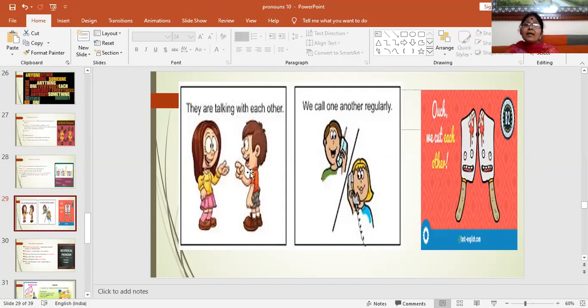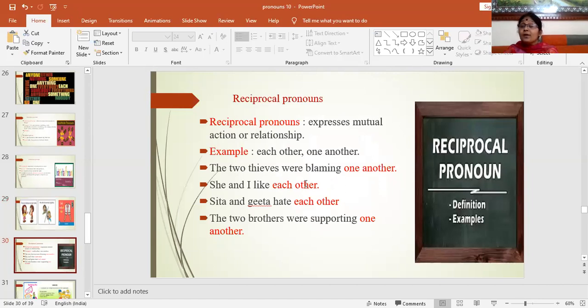Now, why did I have to say this? Because in our language, we use reciprocal pronouns. And what are reciprocal pronouns? They express mutual action or relationship. Example, each other, one another. Now, how to use this? The two thieves were blaming one another.